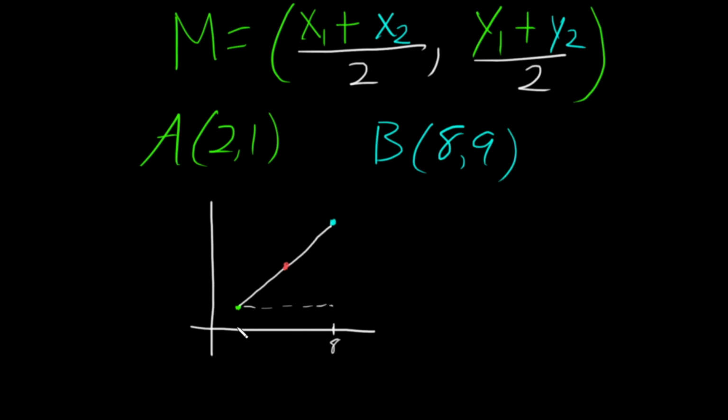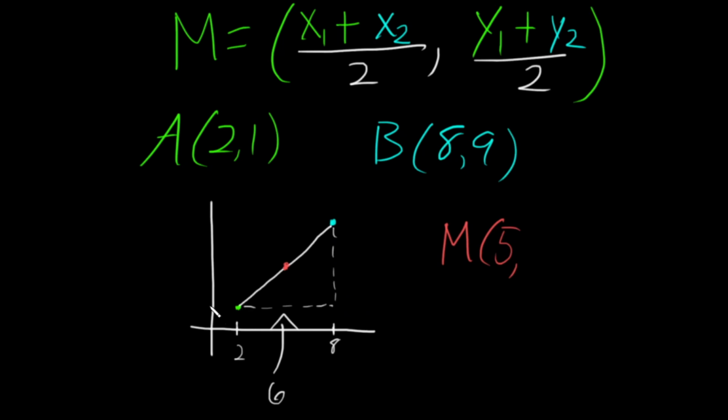So for the x portion, if we went from 2 to 8, that entire distance is 6. To get to the midpoint, we have to move half that much. Half of 6 is 3. So if we only went 3 over, our new x value, which is for the midpoint, is 2 plus 3, or 5. Same thing goes for the y point.